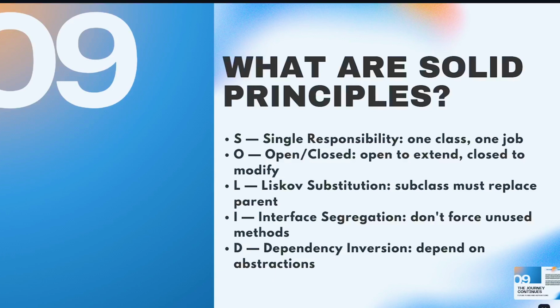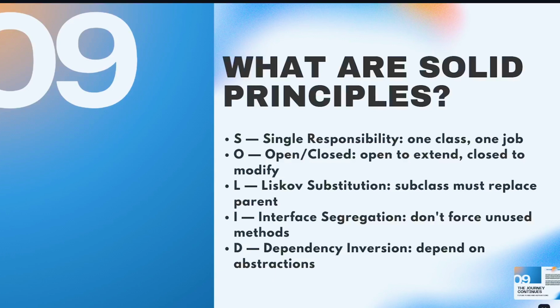The third word, which is L, stands for Liskov substitution principle. It means a subclass must be replaceable for its parent without breaking anything. If you have a bird class with a fly method and you create a penguin class that extends bird, penguin cannot fly. This breaks the Liskov principle. Your penguin class should not inherit from a bird that promises to fly. So in a simple way to explain, if class B extends class A, anywhere you use A, you should be able to use B without any problem. So it's called Liskov substitution principle.